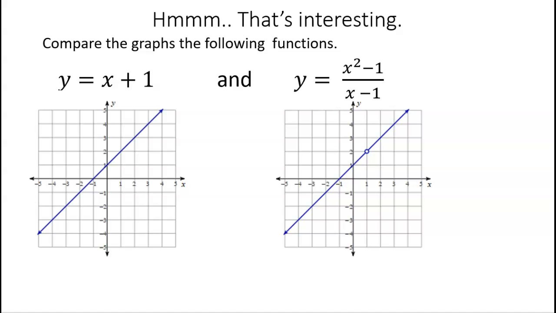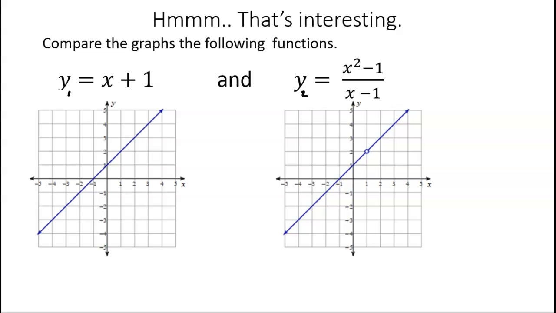On the left here, I have the function, we'll call it y1, and it equals x plus 1, and I've got its graph underneath of it. And on the right here, we have another function, we'll call it y2, and it's got its graph underneath of it. As you can compare these two graphs, even though the equations look extremely different, those two graphs are almost identical with the exception of the fact that the one on the right has a hole in it.